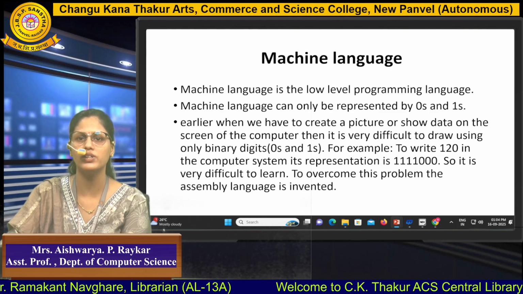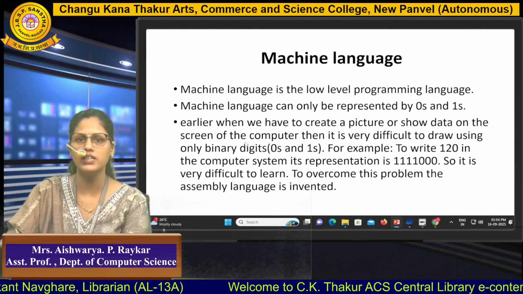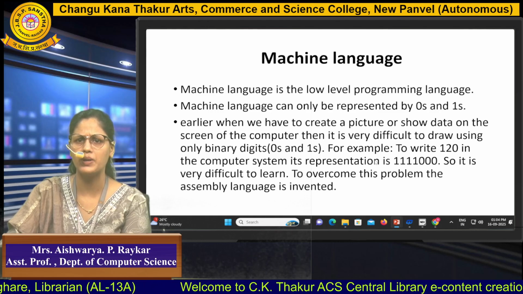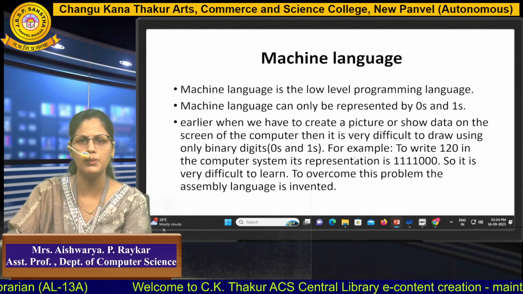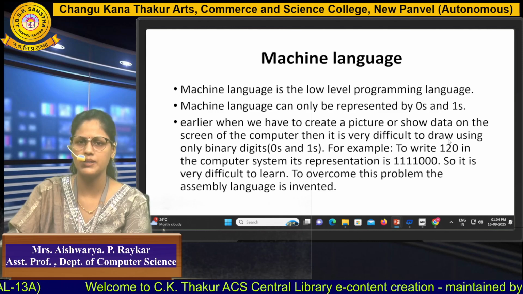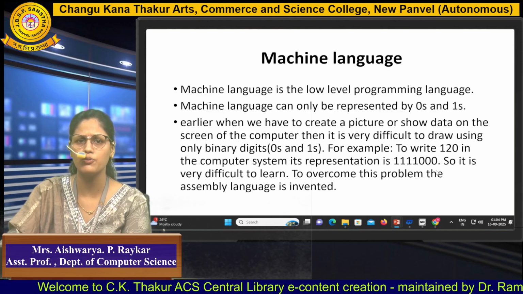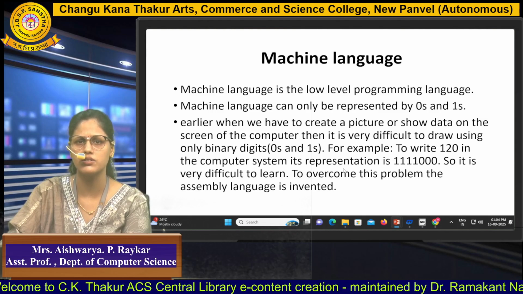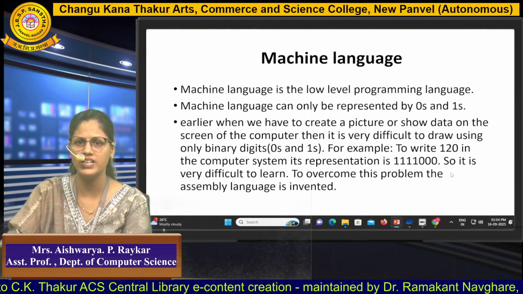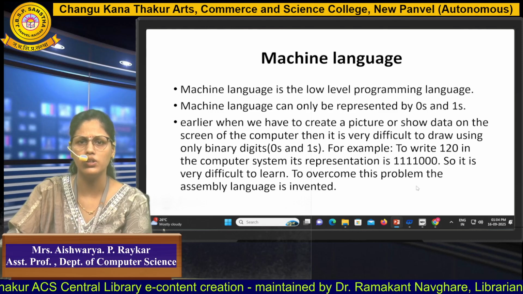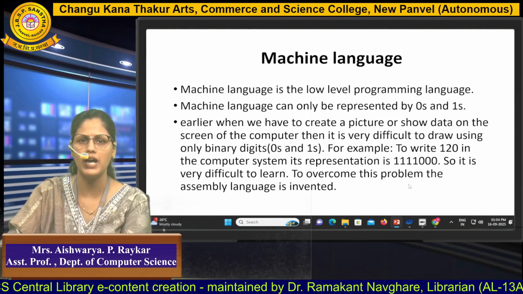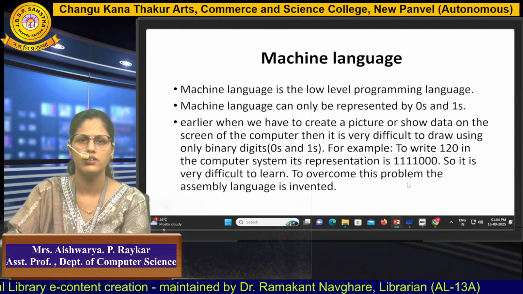So suppose we want to create a picture on a screen of our computer, then it is basically very difficult to draw it using binary digits. Or for example, we can see that if we are supposed to write 120 in our computer system, the binary representation of 120 is this. So it is very difficult to learn. So in order to overcome this problem, the assembly language is invented.